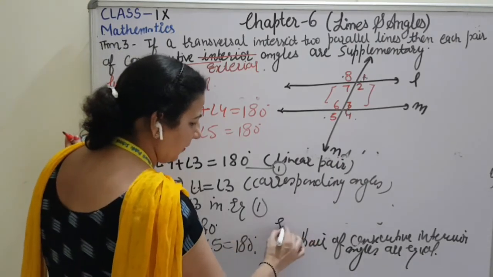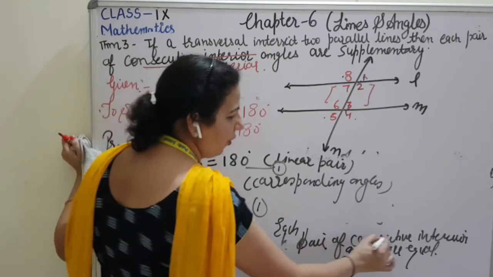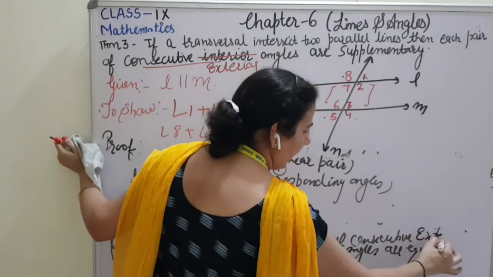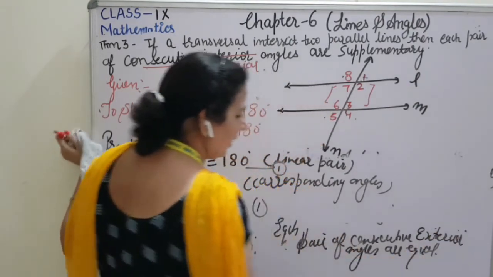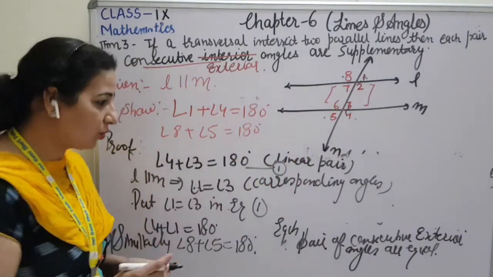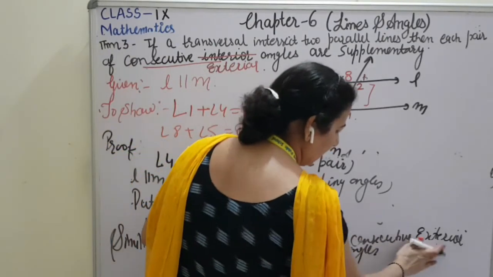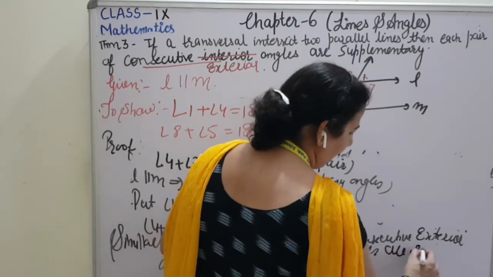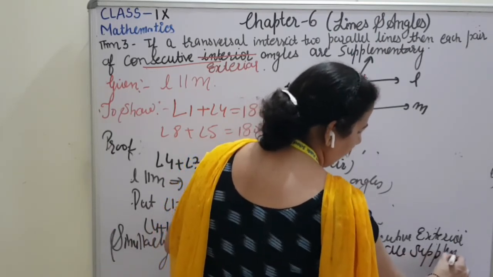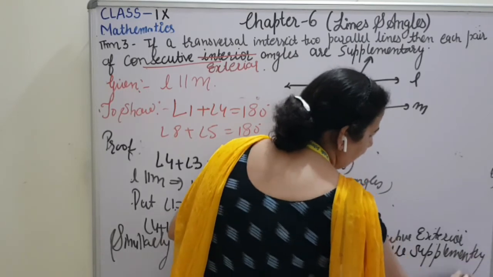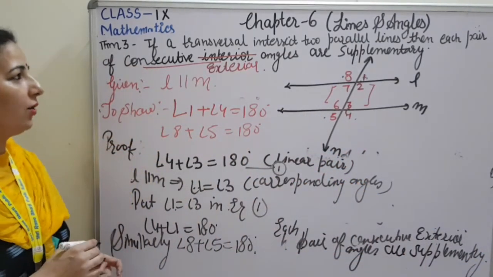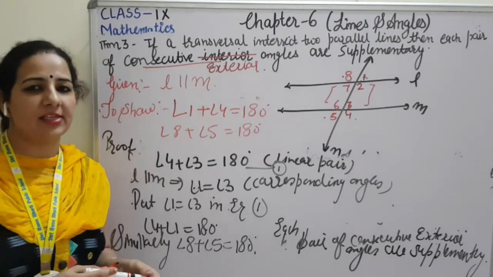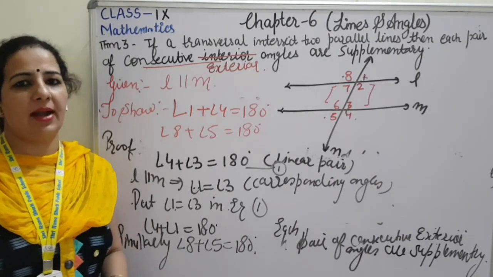Therefore, each pair of conjugative exterior angles is supplementary. Please make the change in that last one also: angles are supplementary. Make the same changes in the last part also, that each pair of interior angles is supplementary and each pair of exterior angles is also supplementary.